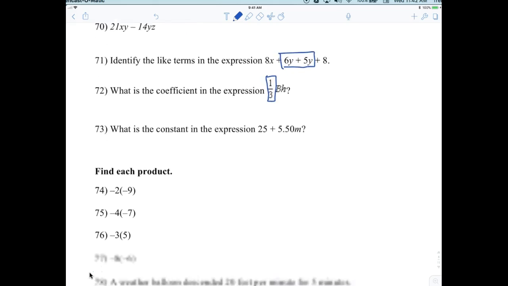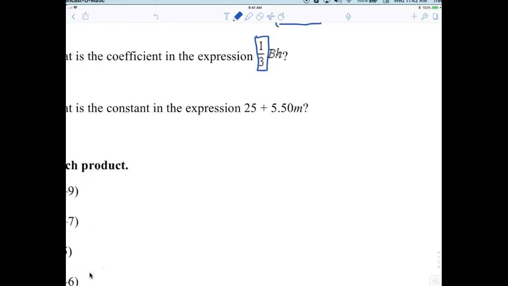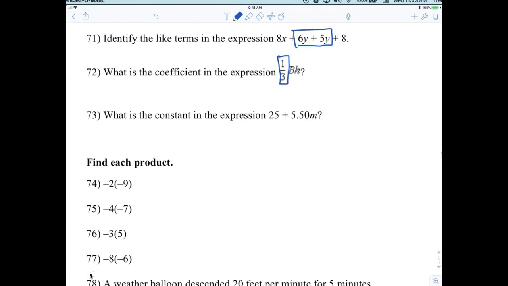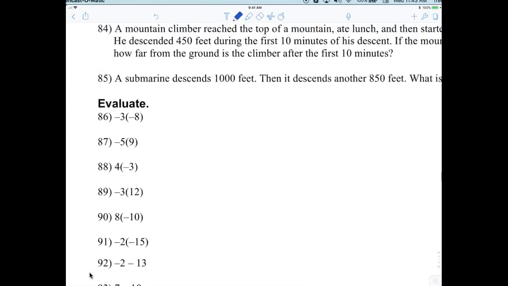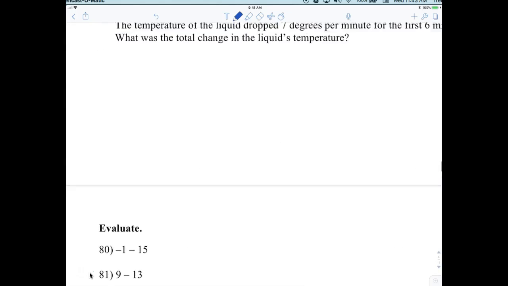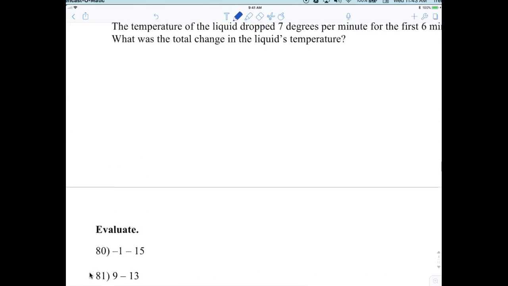All right, and let's just go ahead and do 73. What's the constant? What is the constant? It is 25. The constant is the number. The constant doesn't change. All right, the variable can change depending on what value you use for the variable. Now hopefully when you got to this section, I just did this section just to practice your positives and negatives. Is everybody with me?